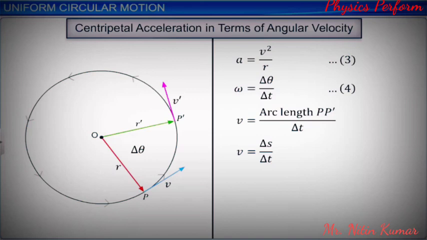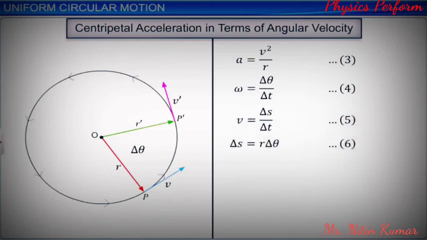Substituting 6 in 5, we get V is equal to r delta theta by delta t. Let this be equation 7. Substituting 4 in 7, we get V is equal to r omega. Let this be equation 8. Now, substituting equation 8 in 3, we get centripetal acceleration a_c is equal to omega square into r.